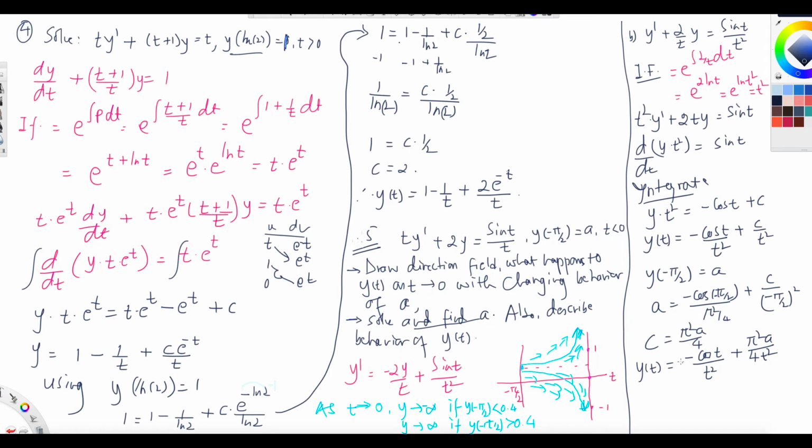Now we need to find out what happens when t tends to 0, right? So you can write this as negative cosine of t plus pi square a over 4, and then 1 over t square is outside.